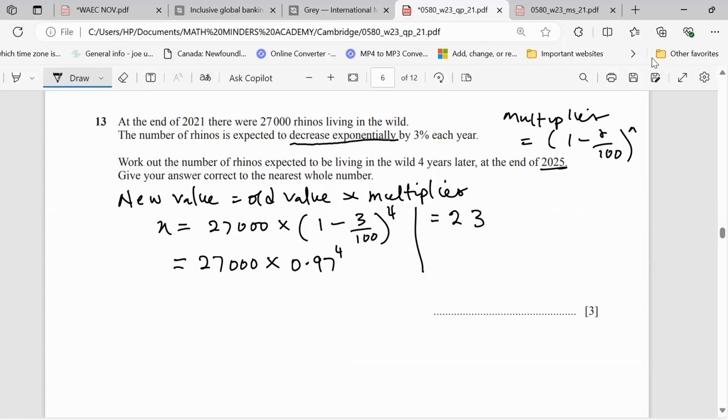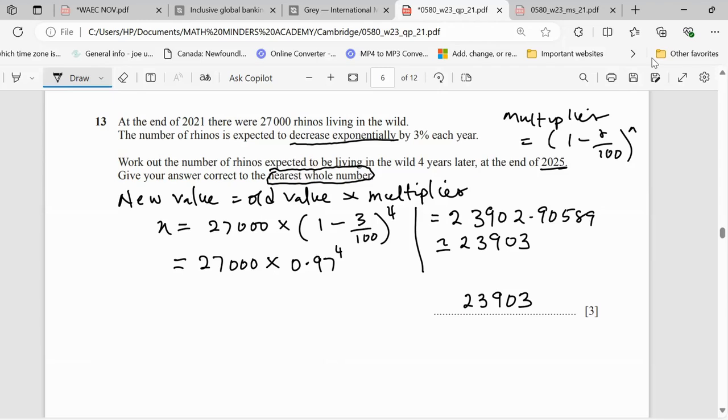23902.090589. But we are asked to leave our answer to the nearest whole number. So to the nearest whole number, it becomes 23,903, because this 9 will affect the 2. So this will be our answer, 23,903 rhinos. The number of rhinos will drop in the year 2025, going by that rate of decrease.